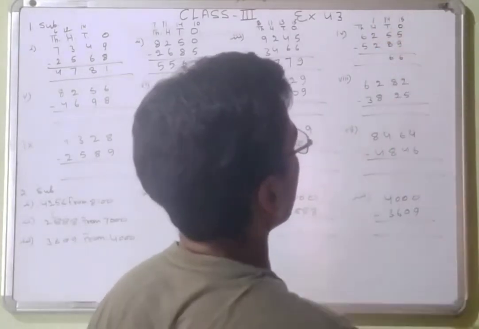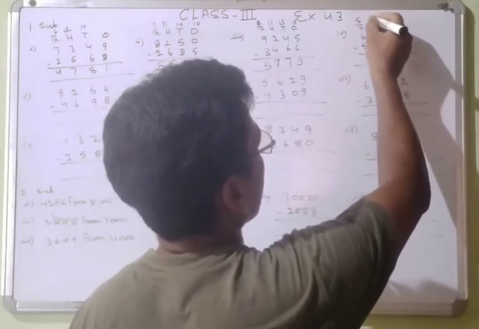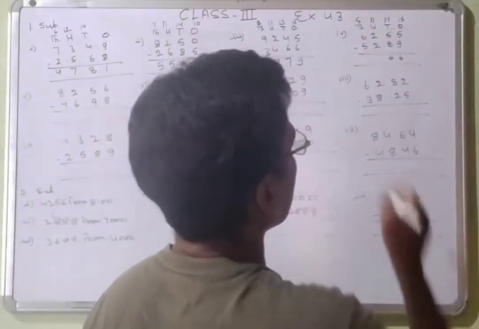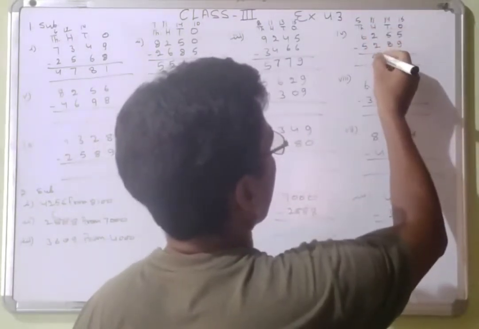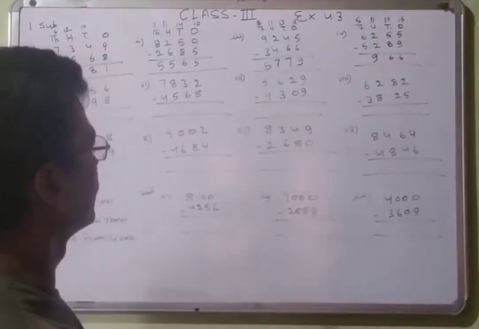1 less 2 is not possible. So 6 will give the carry. So 6 will be 5 or this will be 11. 11 less 2, 9. And then 5 less 5, 0. No need to write the 0 in last.